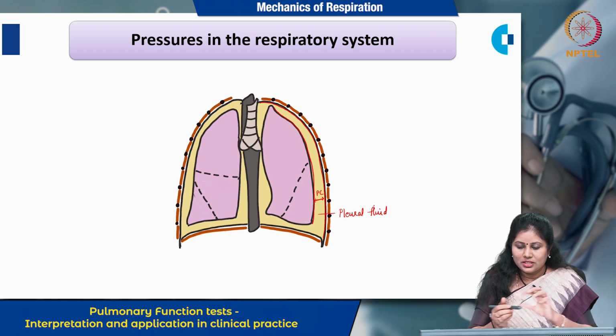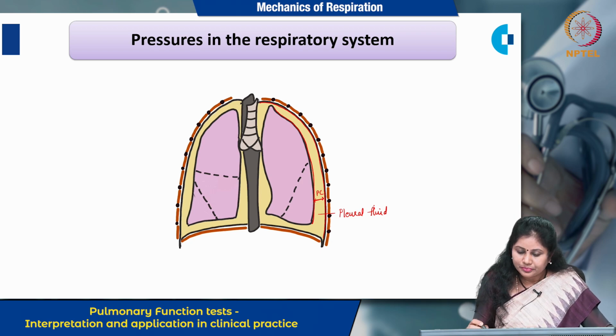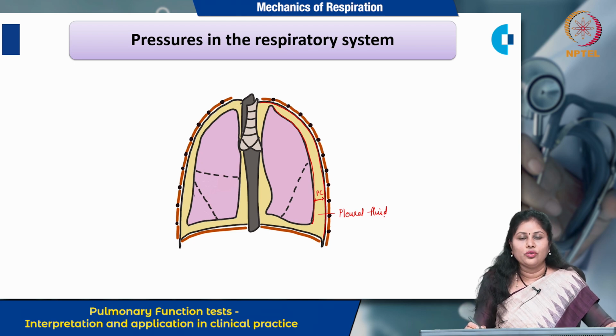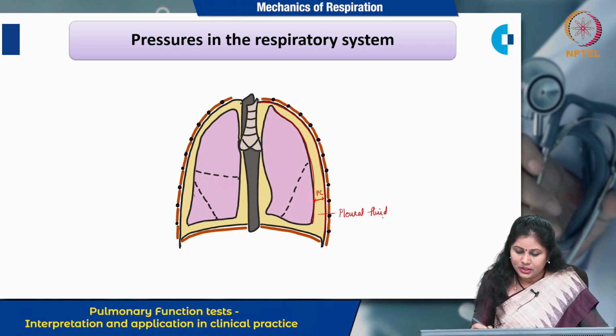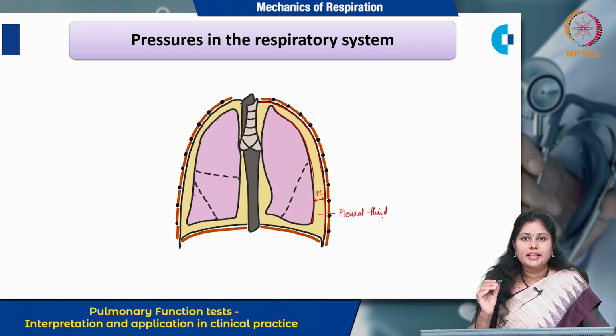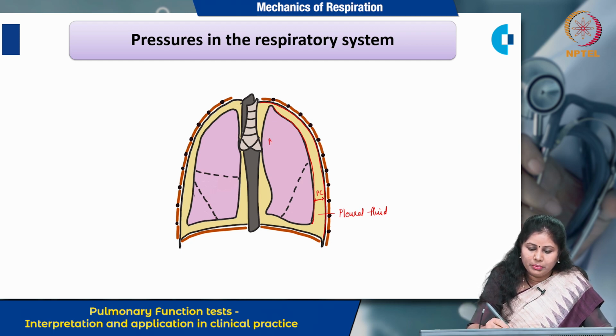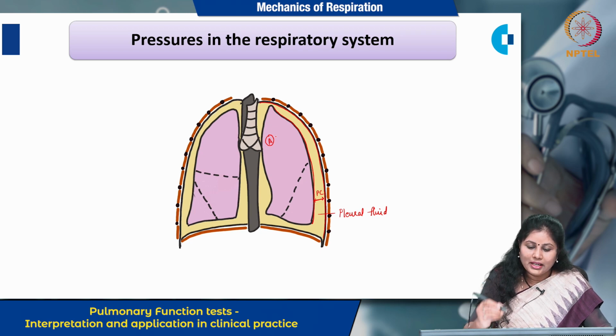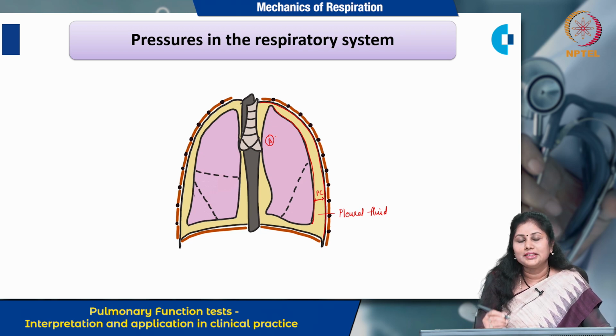So, this is the pleural fluid compartment, and next to the pleural fluid you have the chest wall, which is made up of the muscles and the rib cage. Now, there are three pressures acting in this respiratory system. The pressure 1, which we mention as A. This pressure is the pressure that is seen in the alveoli, or we can simply say this is the pressure which is present in the lungs.